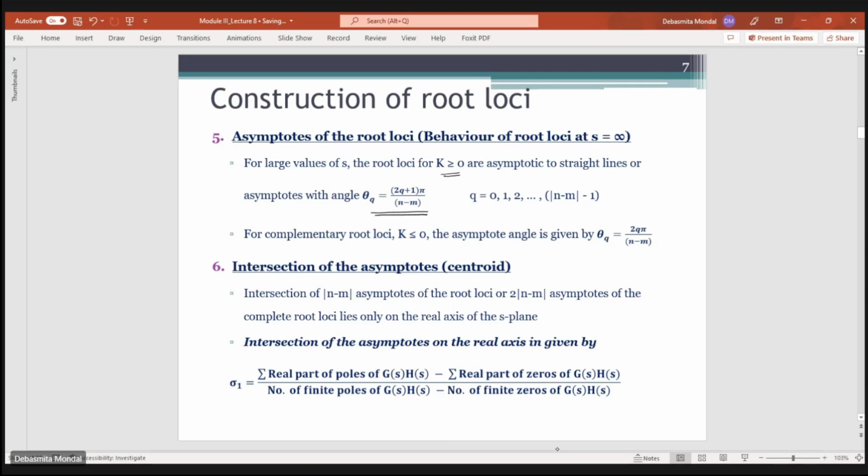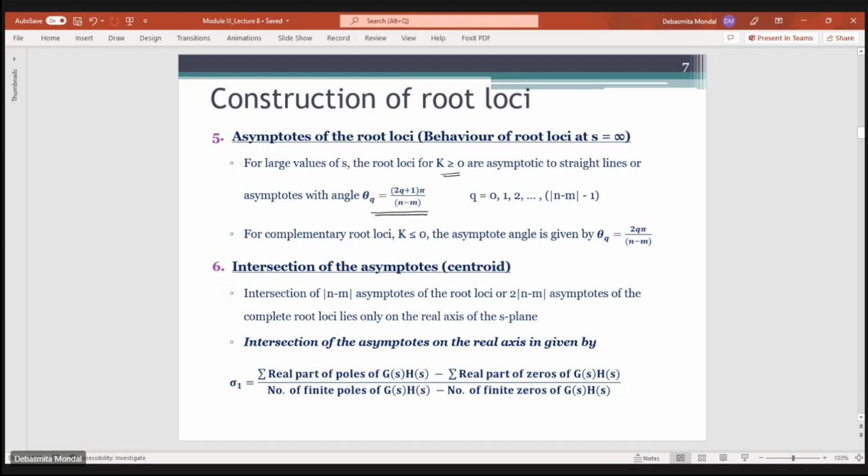Similarly, for the asymptotes of the complementary root loci, that is k less than or equal to 0, the asymptote angle is given by theta q equals 2q pi divided by n minus m, and the value of q remains the same: it goes from 0, 1, 2 up to the modulus of n minus m minus 1. So we have found what the asymptotes of the root locus look like, that is, the behavior of the root loci when s tends to infinity.